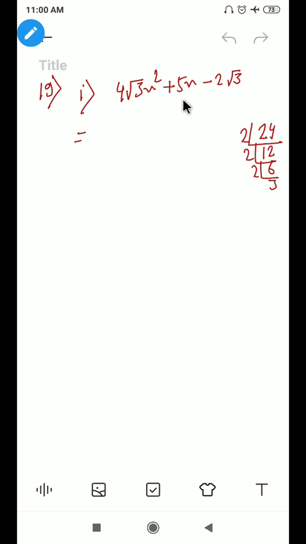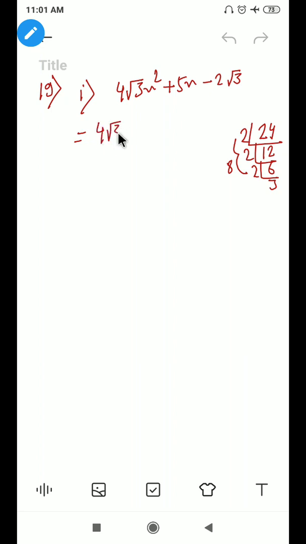So how to make 5? By addition or subtraction? How do you know? Multiply these signs. There is a plus sign, there is a minus sign. So you have to make this 5 by subtraction. So how to make it? Look. 4 twos are 8. 8 minus 3. Take these 3. This will be 8 and 3. So 8 minus 3 will be 5.